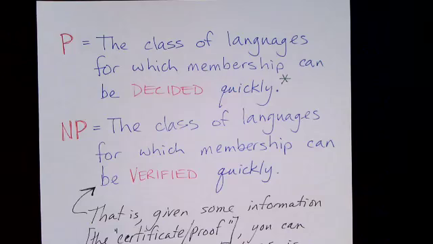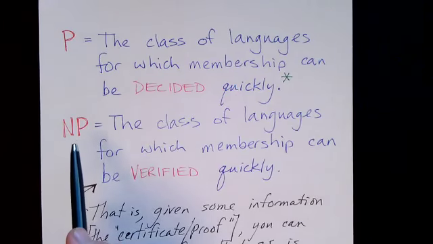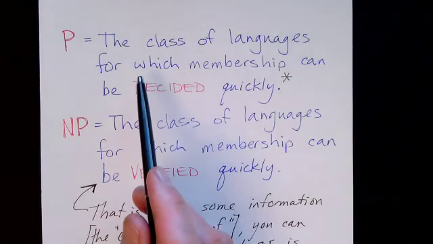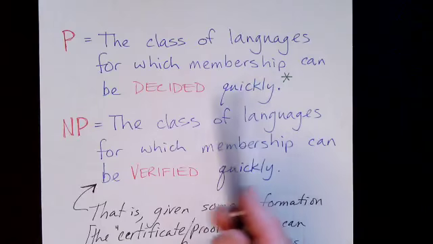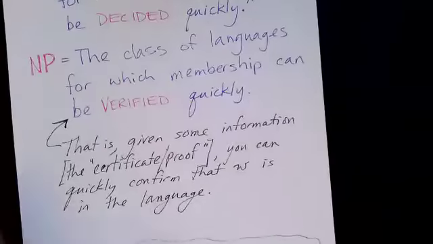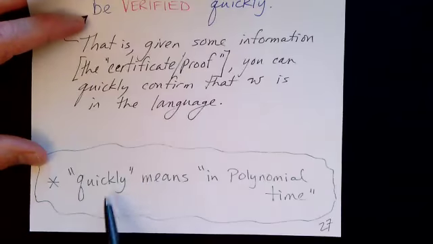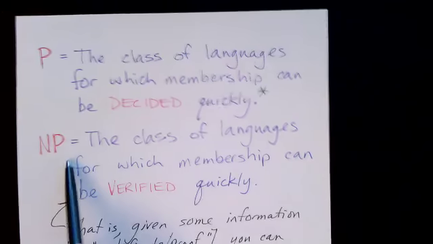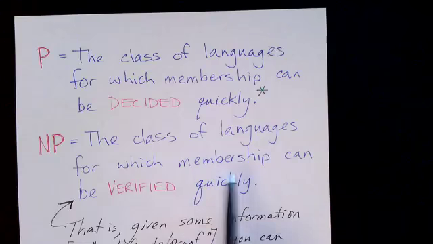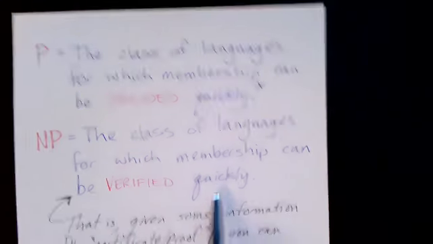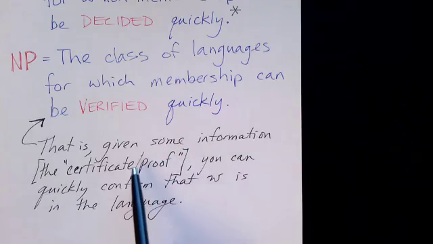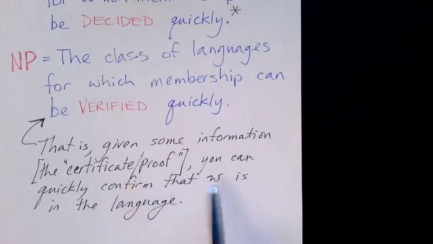So we can look at the distinction between the class P and the class NP this way. P is the class of languages for which membership in the language can be decided quickly. And by quickly, we mean in polynomial time with respect to the length of the input. NP is the class of languages for which membership can be verified quickly. And verified means that, given some extra information, which we call the certificate, we can quickly, meaning polynomially, confirm that w is in the language.